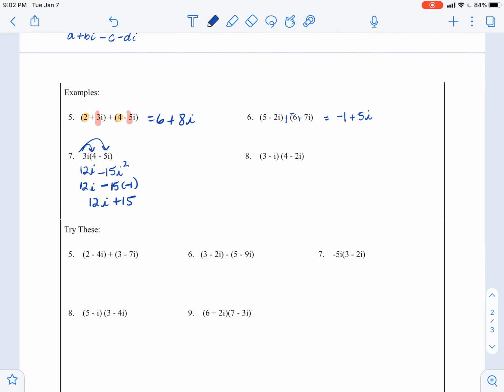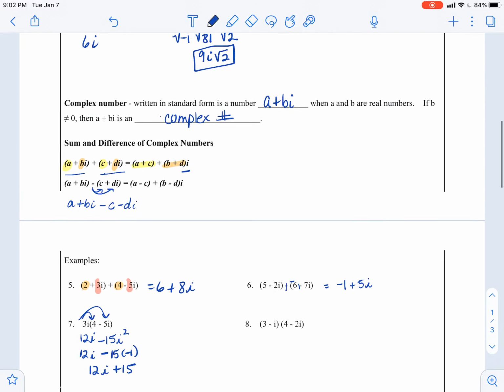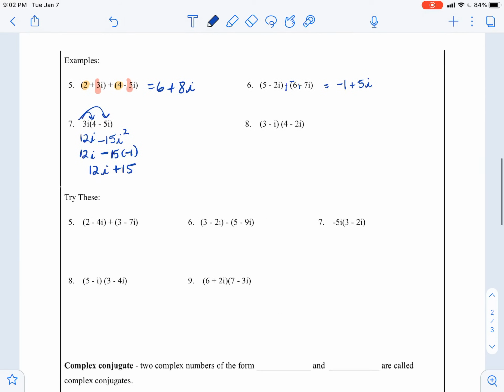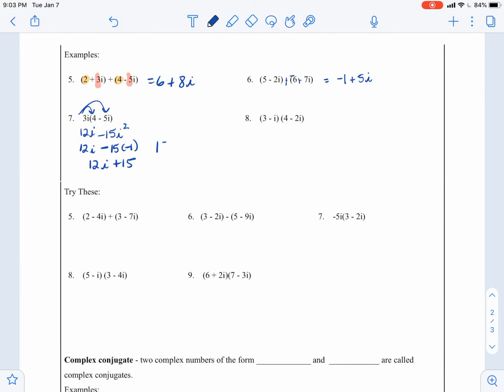Again, to be in complex number form, we write it as a plus bi. So my final answer here is 15 plus 12i. If you do not write it in that form, that is considered not in standard form, and it would not be correct. So just remember that. You'll get points taken off if you do not put it in that form.